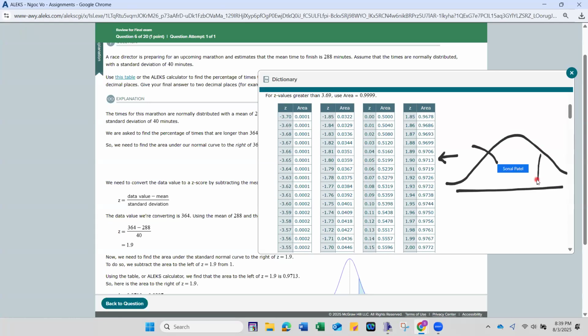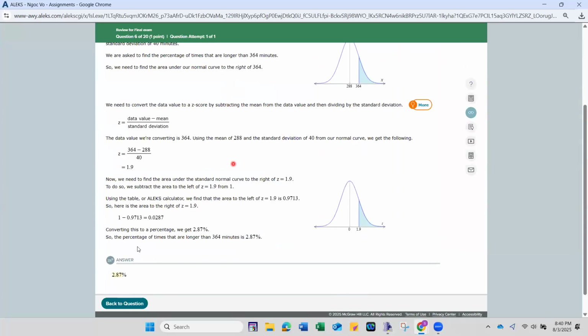But remember that this is actually a left side area, that means this area. In order to find the right side area, you need to do 1 minus the left side area. Why? Because the total area is 1. So in order to find the right, subtract the left from 1. So when you do 1 minus 0.9713, then you can find the right side area, that means the correct one. So here I have an answer, 0.0287, in other words, 2.87 percent.